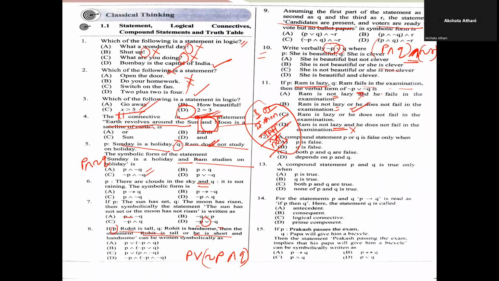Option B. Compound statement P or Q is false only when both P and Q are false.